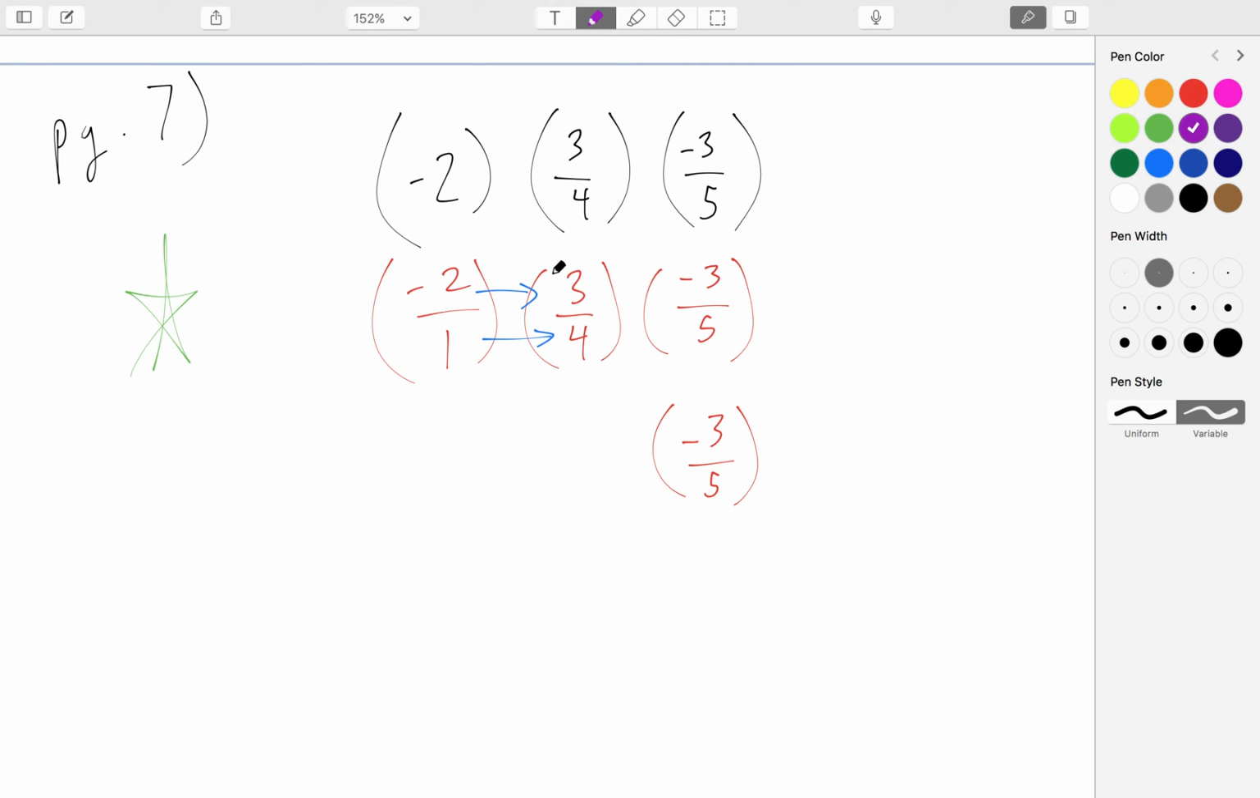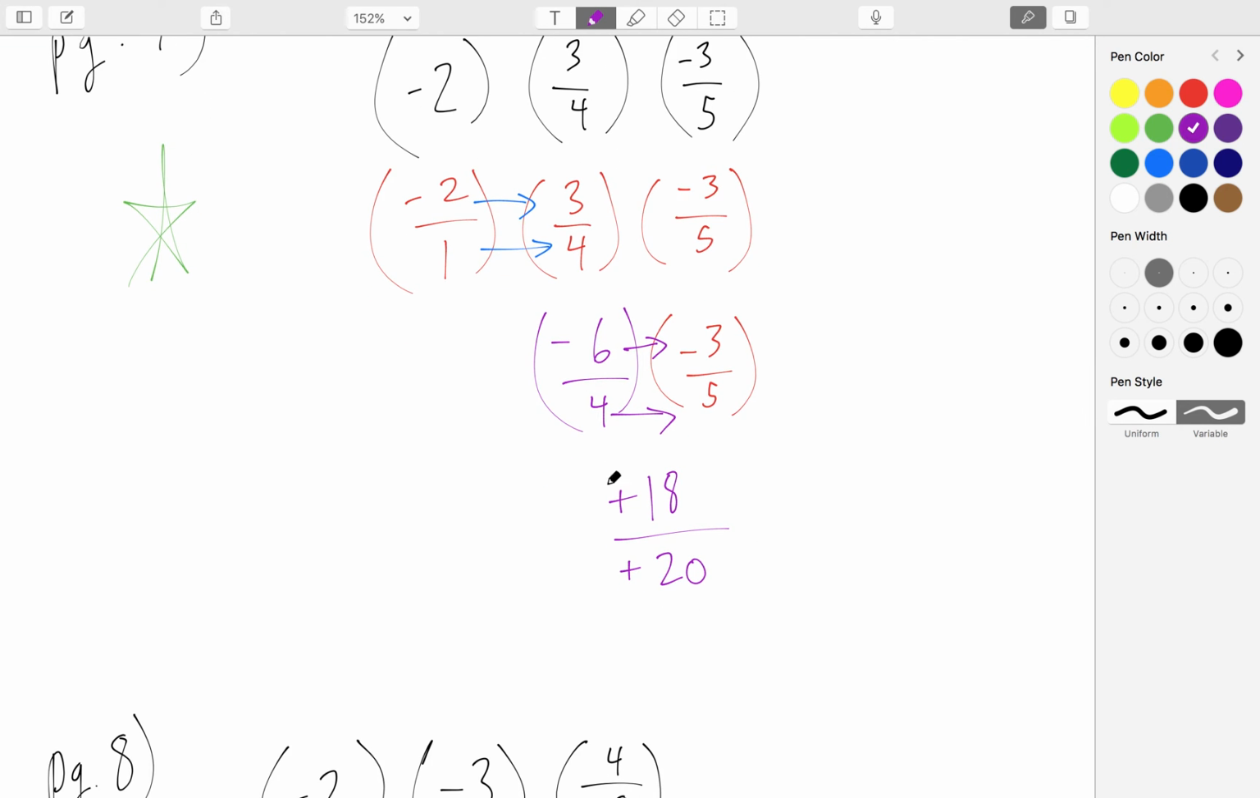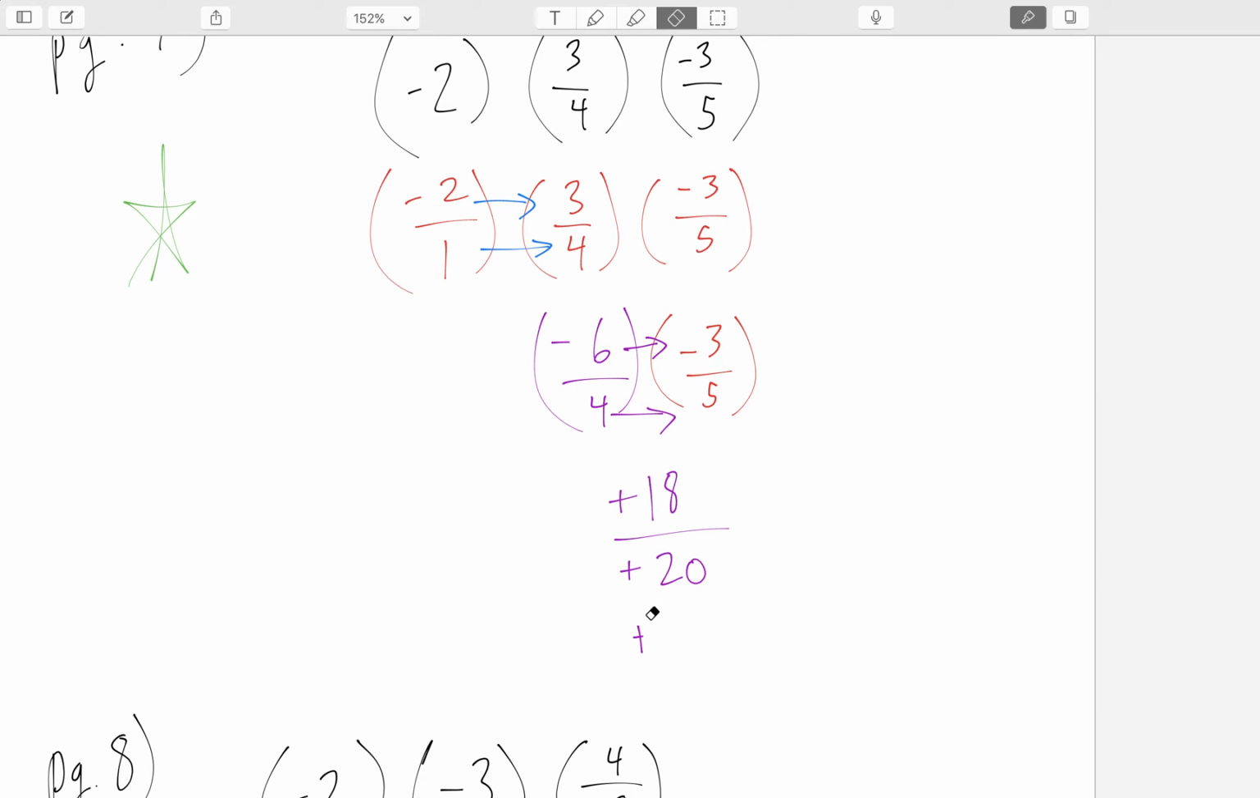What is a negative times a positive? A negative. What is 2 times 3? 6. What is 1 times 4? 4. Don't even worry about reducing yet. Do it at the very end. What is a negative times a negative? Positive. What is 6 times 3? 18. What is a positive times a positive? Positive. What is 4 times 5? 20. So now looking at the answer, what is a positive divided by a positive? It is positive, right? So you know the answer will be positive. Can you reduce the fraction though?